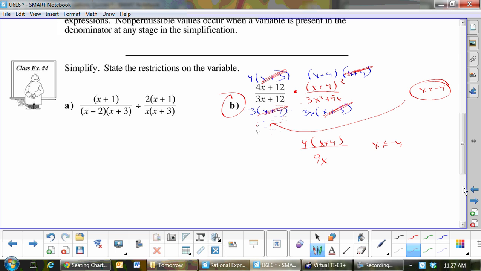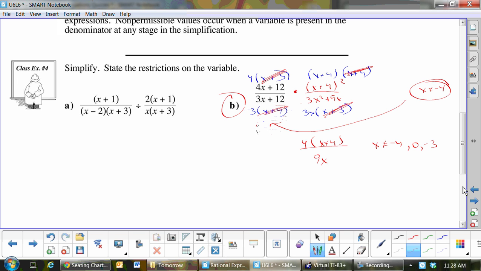What else? 0, good. And negative 3. I like that. It's always easier when the teacher does it, right?